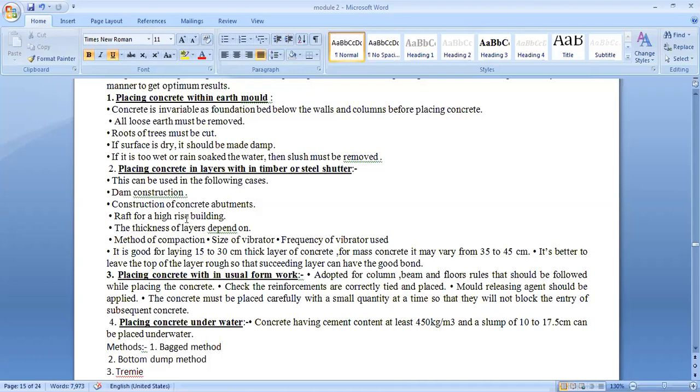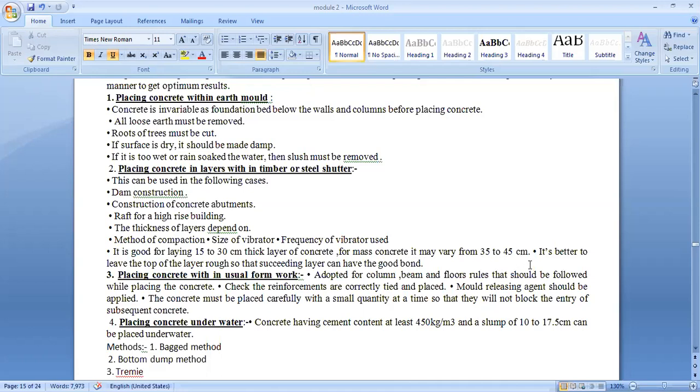This depends mainly on the thickness of the layers: how thick the layer is and how we are going to place it depends mainly on the method of compaction, how we are going to compact, the size of the vibrator, and the frequency of the vibrator. We'll discuss that part later, what the vibrator is and what its frequency is. Usually, it is good for laying a 15 to 30 centimeter thick layer of concrete. For mass concrete, it may vary from 35 to 45 centimeters. That should be the thickness.